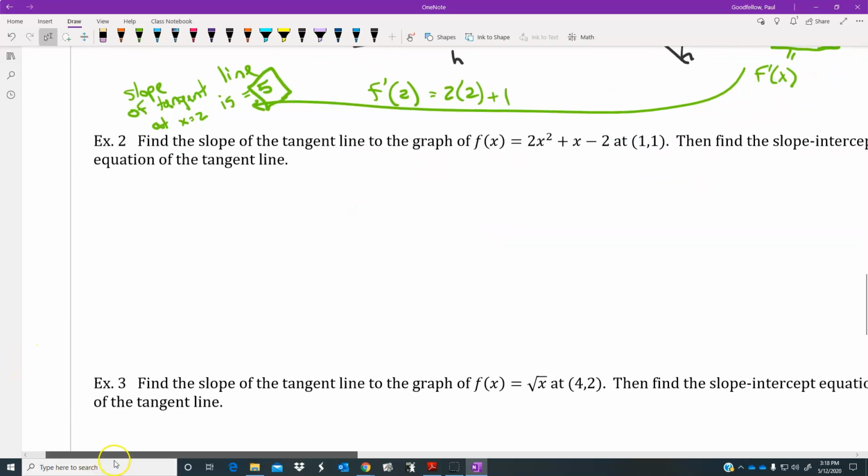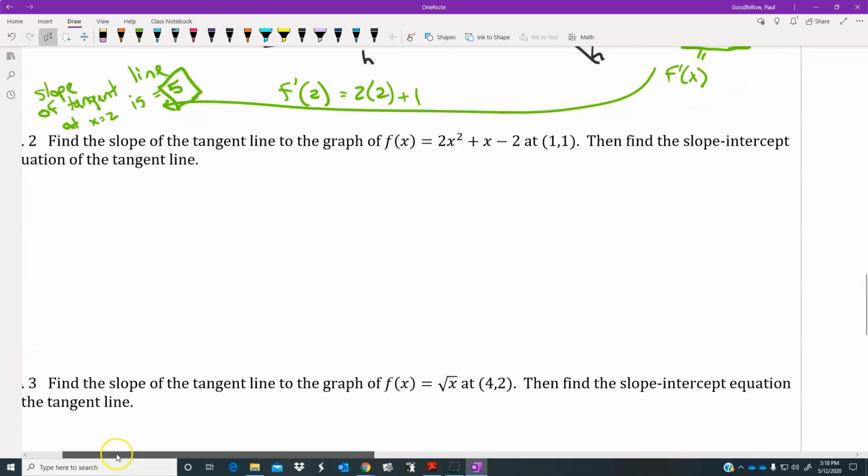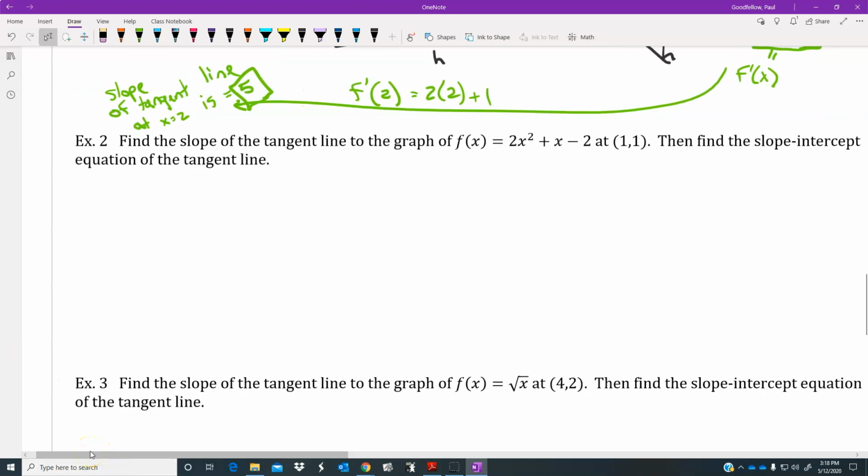Now, we're going to try a couple of these together to see if we can figure them out. And again, follow along with me as I do some of these derivatives. So it says, find the slope of the tangent line and then get the answer from that and find out the slope-intercept equation of the tangent line. We might have to figure out what that means at the end. Okay, now let's see what we come up with. What is the derivative going to be?